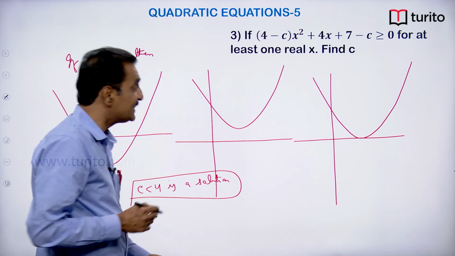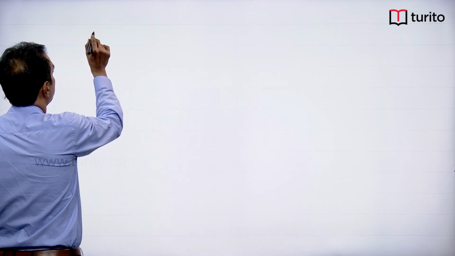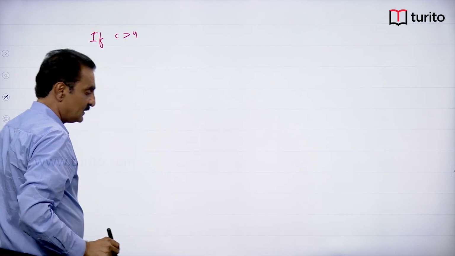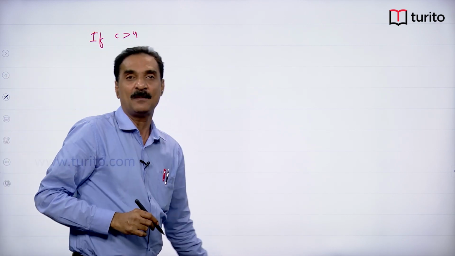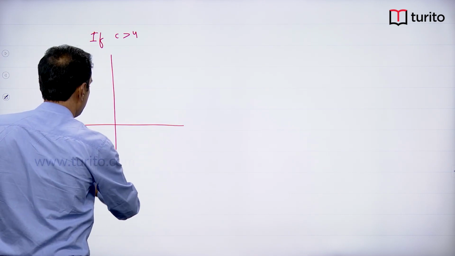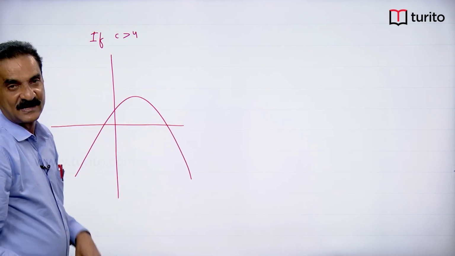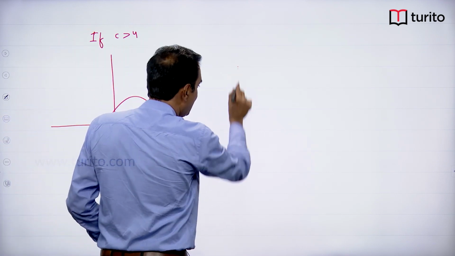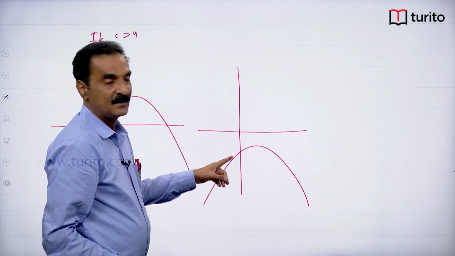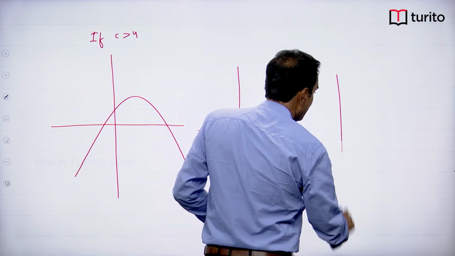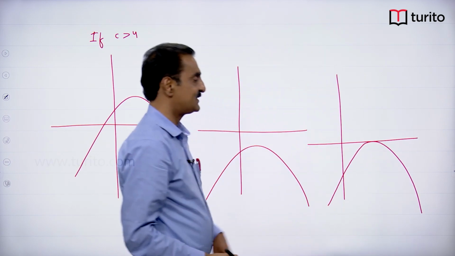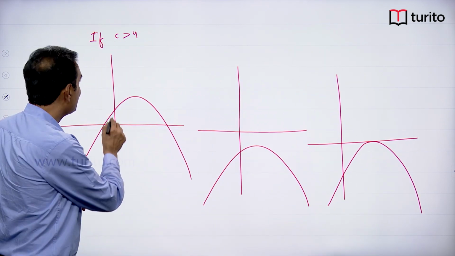Now, if c is greater than 4, then the graph is a downward parabola. It may be like this, intersecting the x-axis, or it may be completely below the x-axis, or it may be touching the x-axis. What are the conditions here?